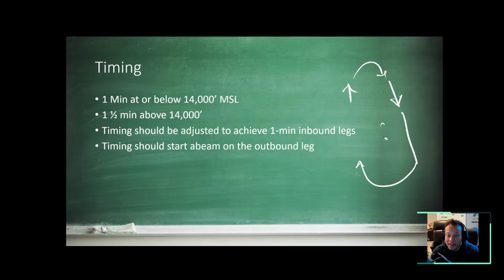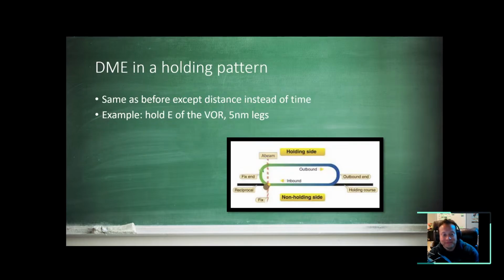You should start your outbound leg abeam the fix. So when you make that turn, you should be abeam your point, and then start your timer for 1 minute, or make any adjustments you need to on the outbound leg to hit the inbound leg at 1 minute, as close as possible to 1 minute.